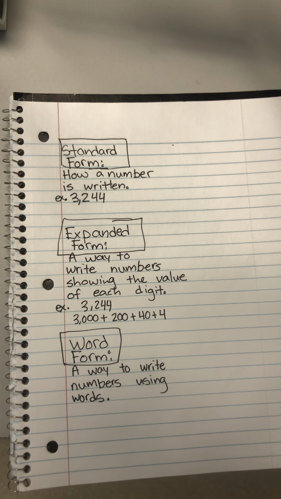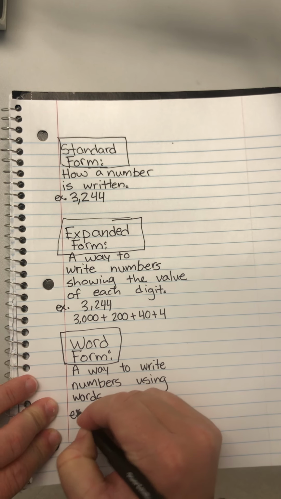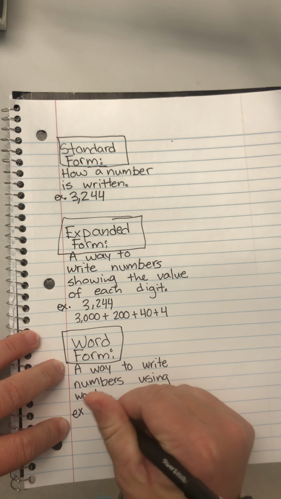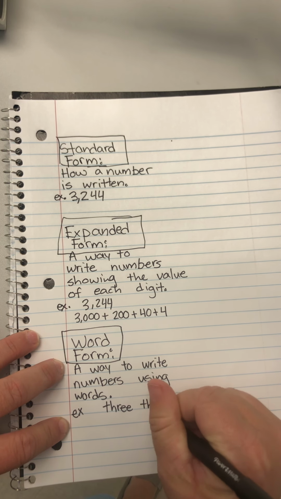All right, so if we're writing this word example, we're going to write the same number. We're going to say 3,000.